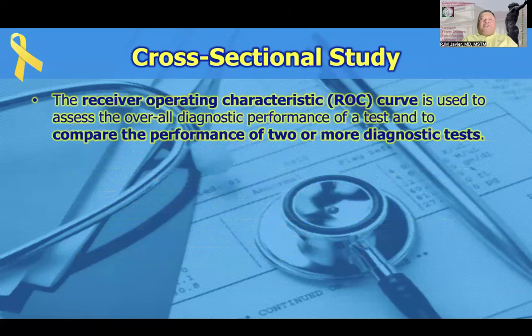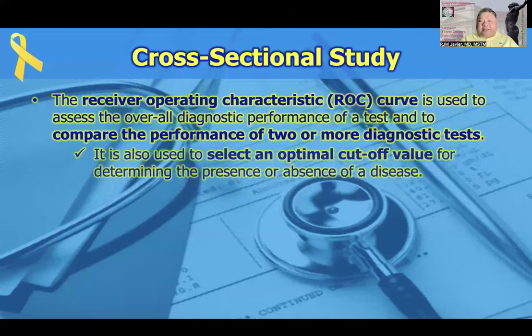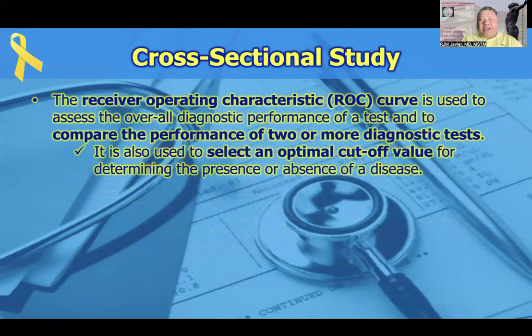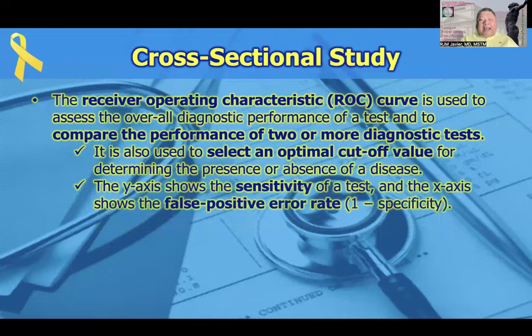In brief, you may also encounter future journals that look into your receiver operating characteristic or ROC curve. This is used to assess the overall diagnostic performance of a test, to compare the performance of two or more diagnostic tests. In essence, it is used to select an optimal cutoff value for determining the presence or absence of the disease.